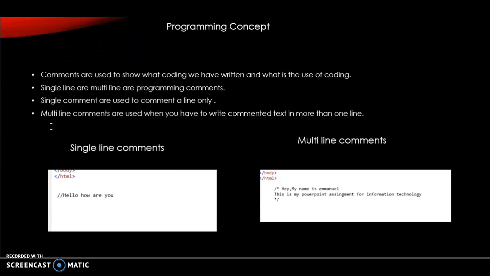Now I want to cover the programming concept of comments. Comments are commonly used to show what coding we have written or what the use of the coding is. Here we have single-line and multi-line comments. Single-line comments are used to comment on one line only, while multi-line comments are used when you have to write commented text in more than one line. Here I've got an example of a single and a multi-line comment.